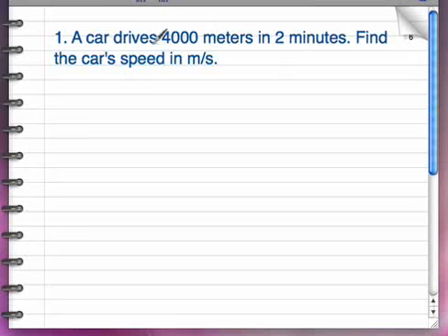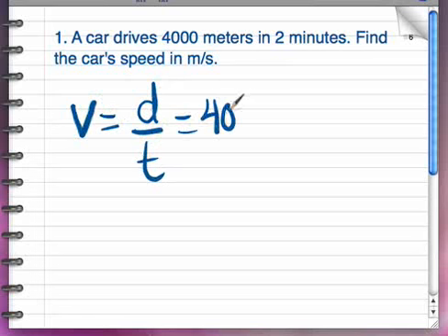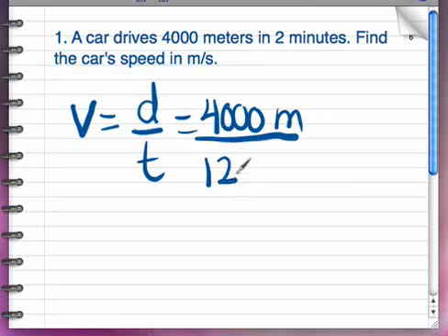All right, let's figure this one out. Distance is 4,000 meters and the time is 2 minutes, but we want the speed in meters per second. So we have to do speed, distance over time, 4,000 meters divided by 120 seconds, because there are 120 seconds in 2 minutes. And if I get my calculator out, I find out that it's going 33.3 meters per second.